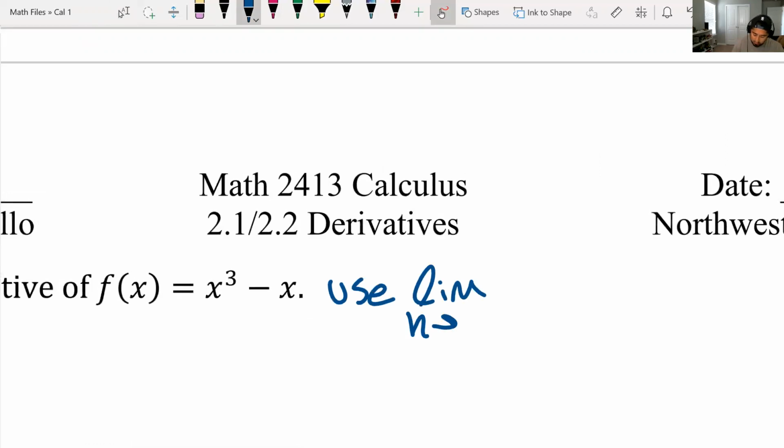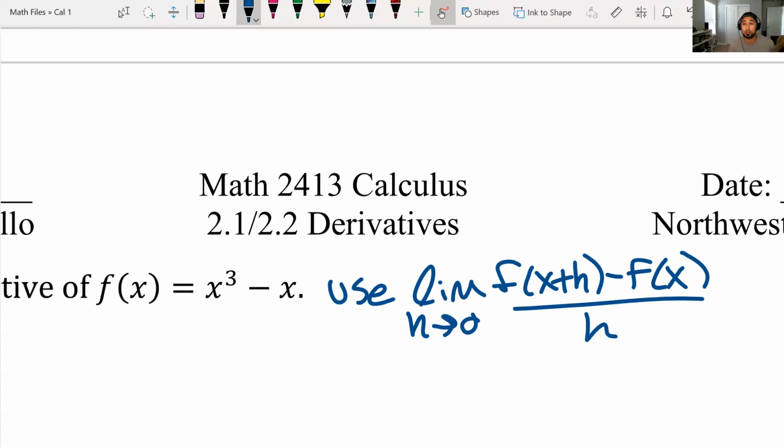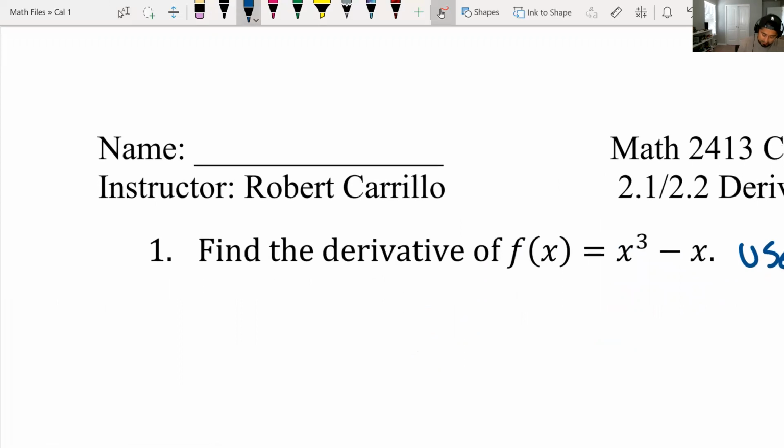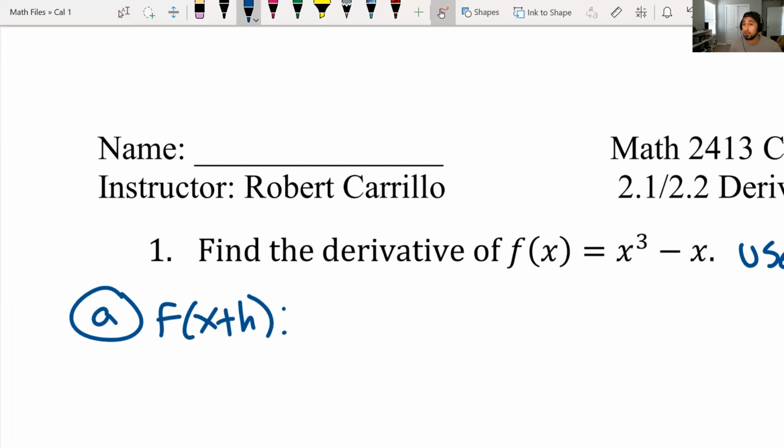The limit as h approaches 0 of f of x plus h minus f of x over h. Nothing new here. The only thing new is the limit part. That's it. And of course, some notations, right? So we're doing it on x cubed minus x. So like I like to say, step A, or step 1. What is f of x plus h? What is f of x plus h? This means take x plus h and plug it in for every x into the original function.